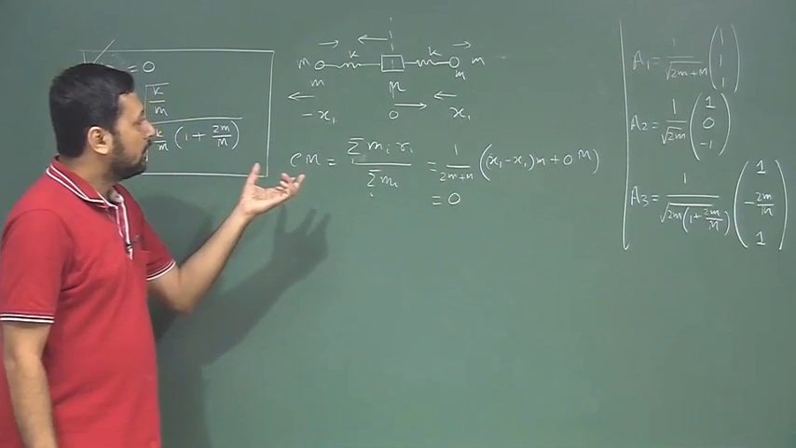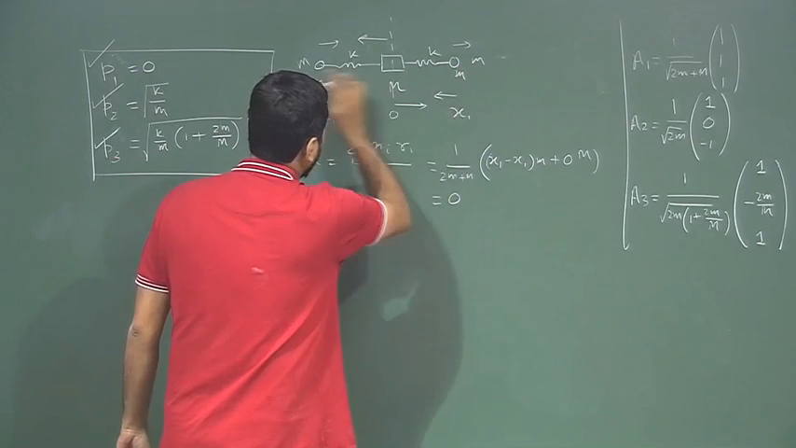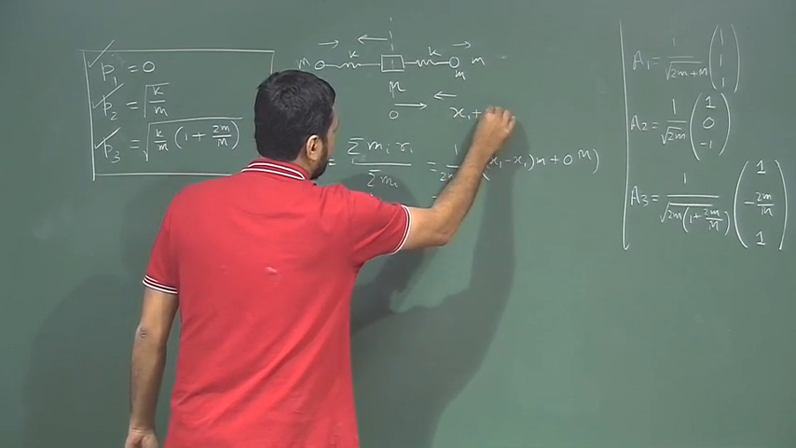Now, for the first type of motion, if you boost the position of these two, increase the position of these two by delta x.